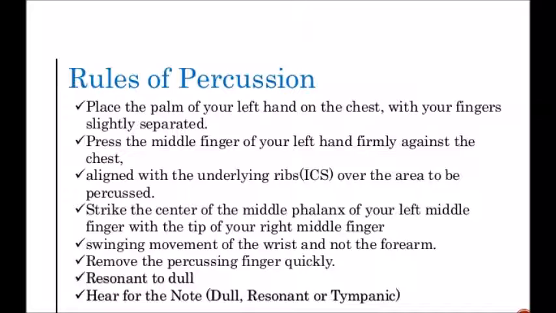Place the palm of your left hand on the chest with your fingers slightly separated. Press the middle finger of your left hand firmly against the chest, aligned with the underlying ribs, that is, the intercostal space over the area to be percussed. Strike the center of the middle phalanx of your left middle finger with the tip of your right middle finger, using a swinging movement of the wrist and not the forearm.